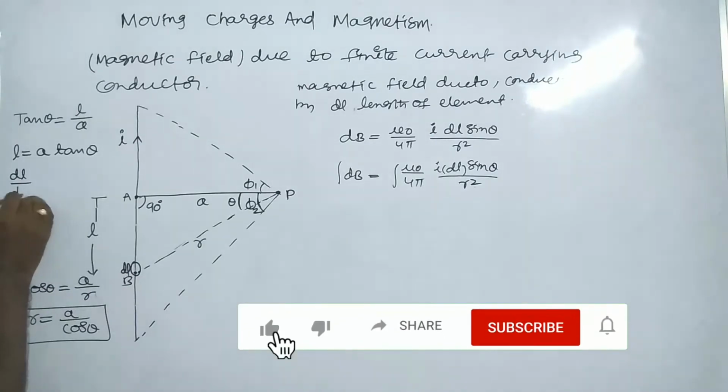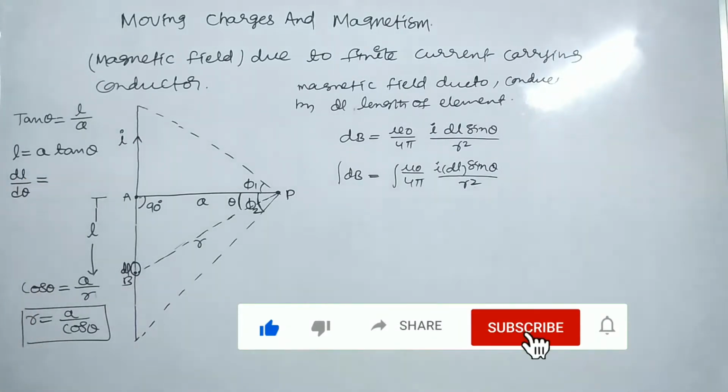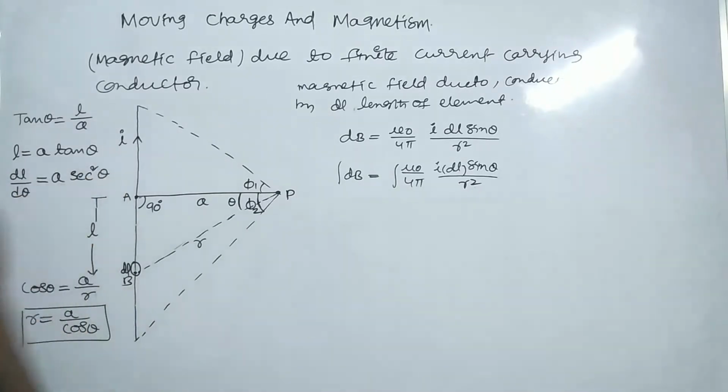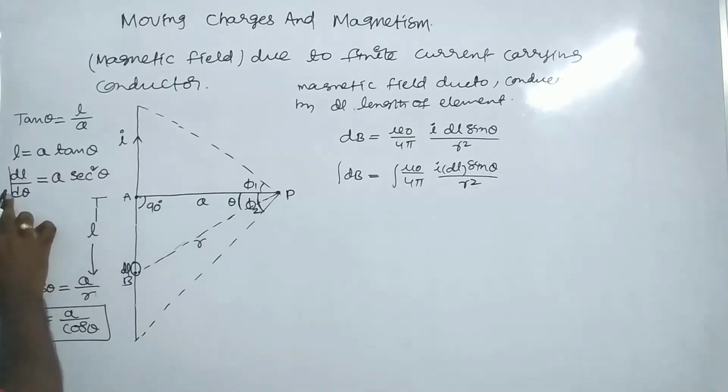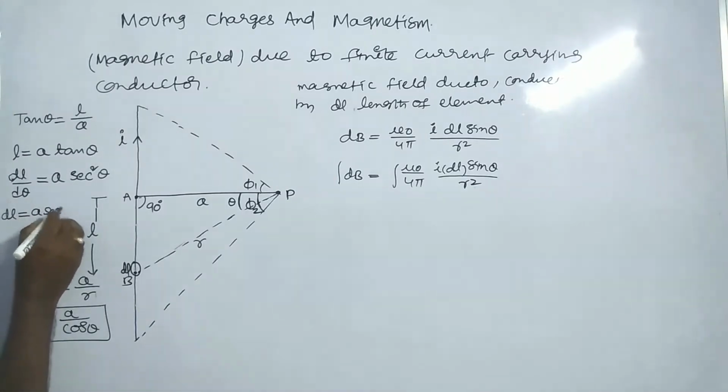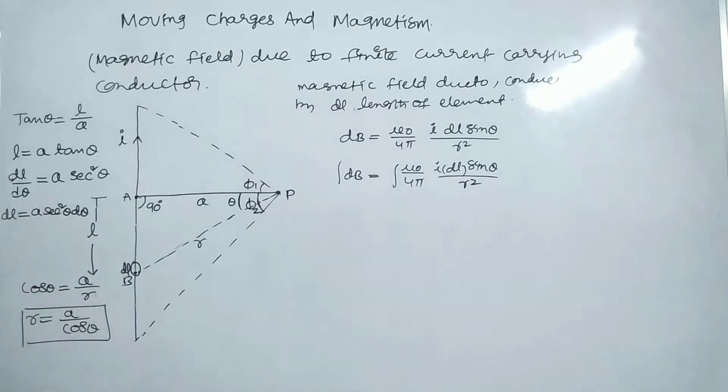dl by d theta is equal to A into secant square theta. This is one of the points you have to remember here. From this you can write dl is equal to A secant square theta d theta. A secant square theta d theta.